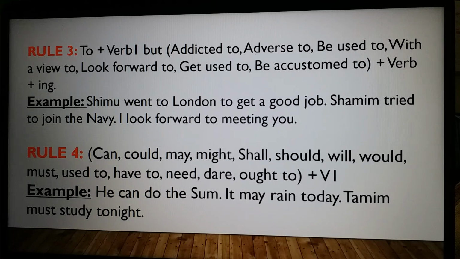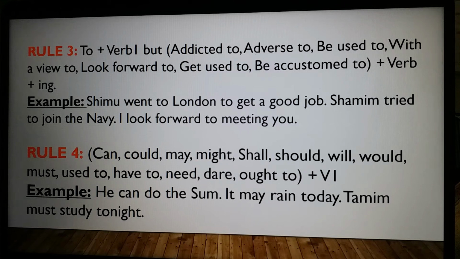Can, could, may, might, shall, should, will, would, must, used to, have to, need, dare, ought to, plus V1. Here you see some modal verbs or modal auxiliaries. After these modal verbs, the verb will always be in base form. Here you look at the example.